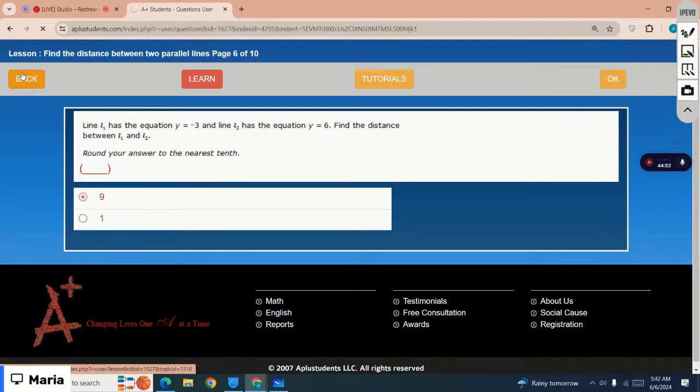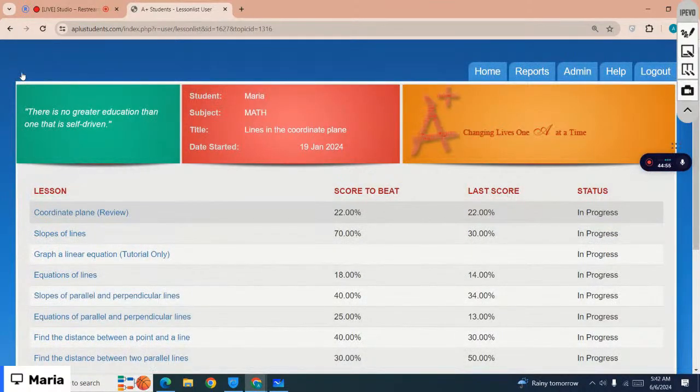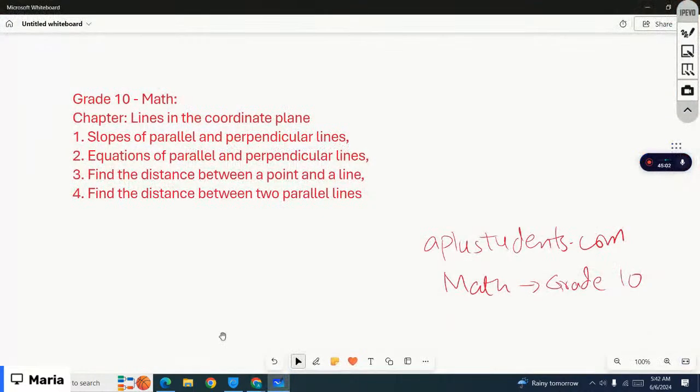So we were working on grade 10 math. The chapter we were working on is lines in the coordinate plane, and the lessons we have covered today are slopes of parallel and perpendicular lines, find the distance between a point and a line, and find the distance between two parallel lines. So please make sure before the next session you complete all the practice questions for the lessons we did today. That is your homework until the next session.